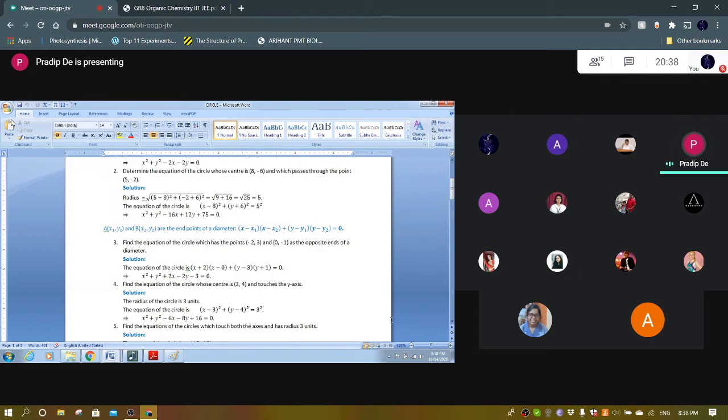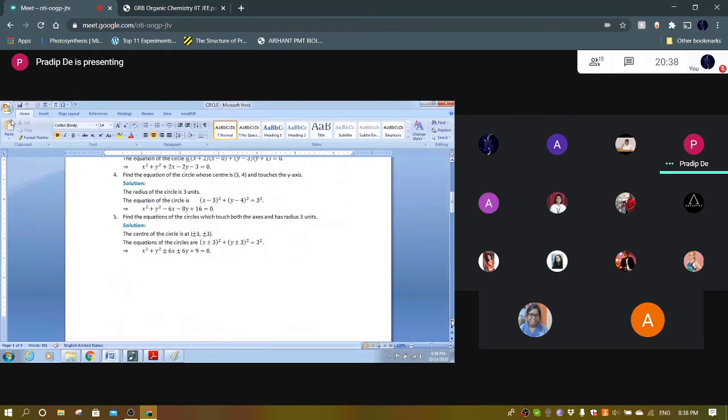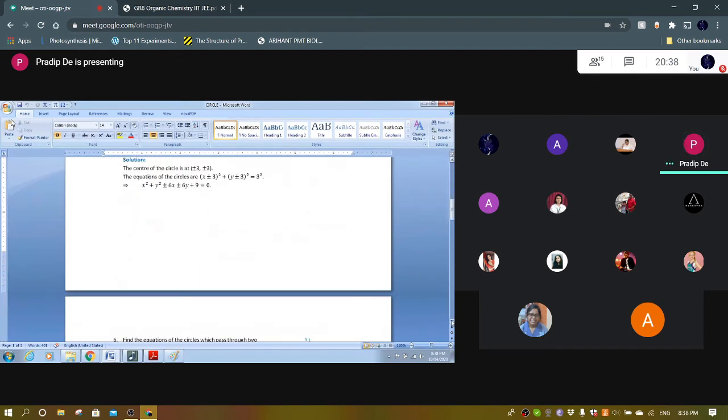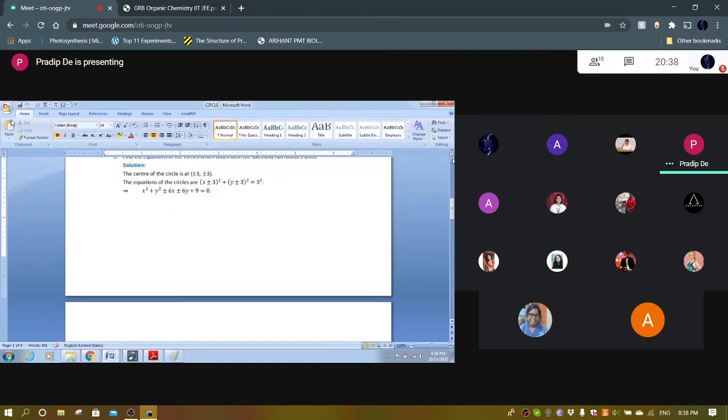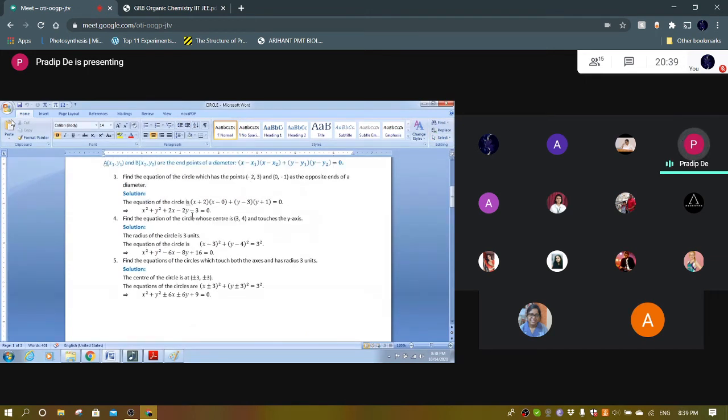Seems that you have difficulty in visualizing. Okay. Put the diagram there. The centers will be at plus minus 3, plus minus 3. See how this is happening. Show you.